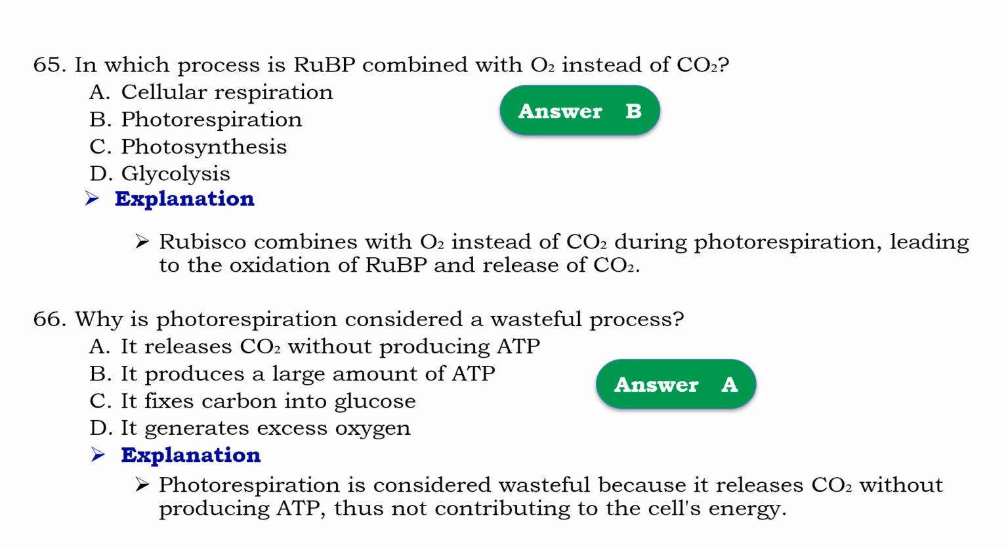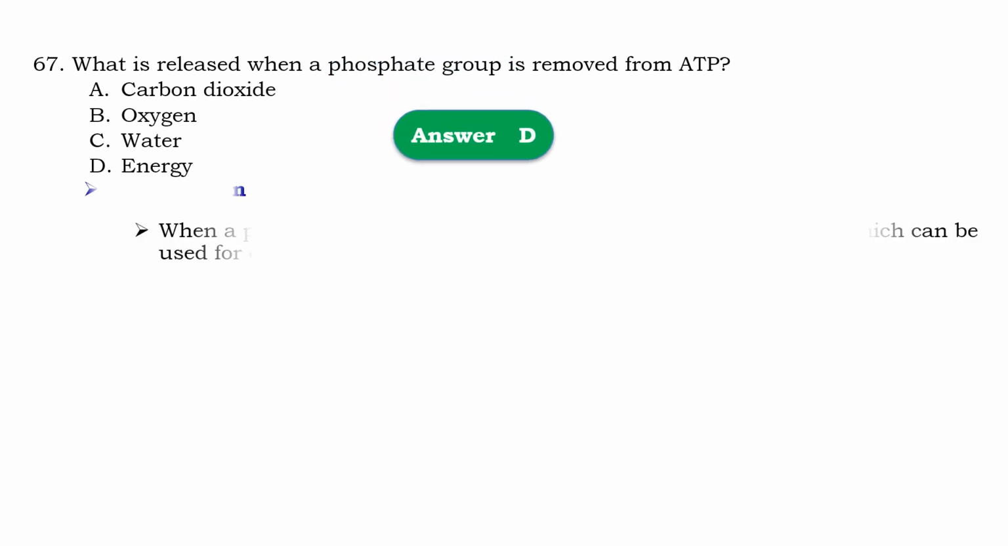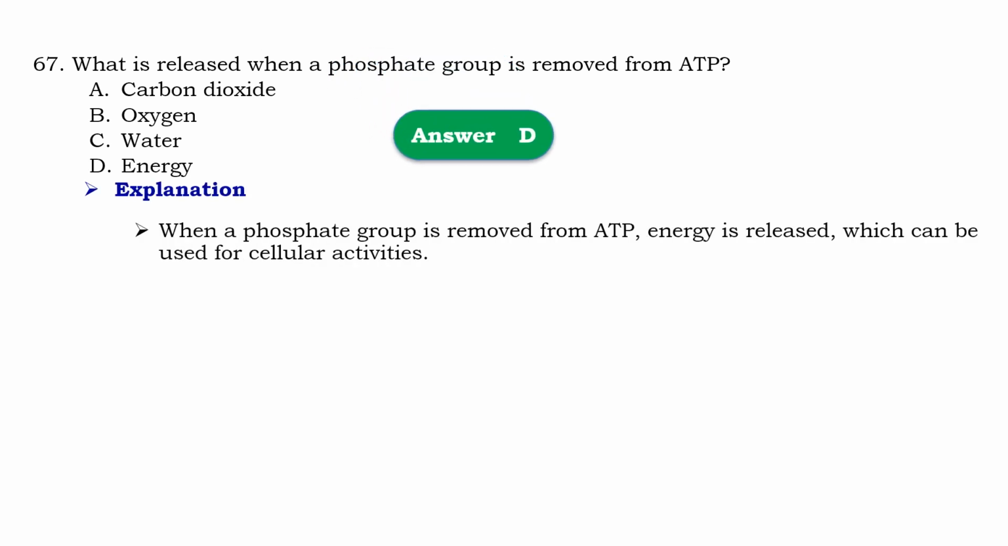Question number 67. What is released when phosphate group is removed from ATP? So that should be D. Energy. Means that when phosphate group is removed from ATP, energy is released which can be used for cellular respiration or cellular activity.